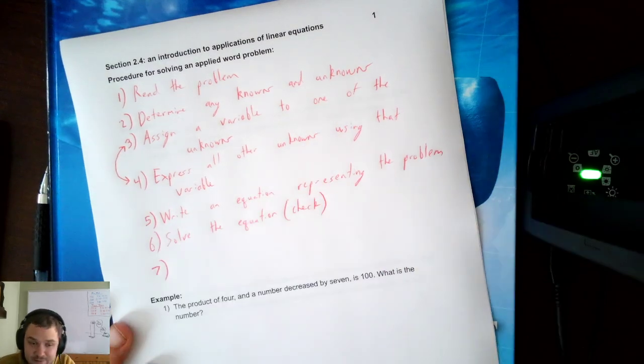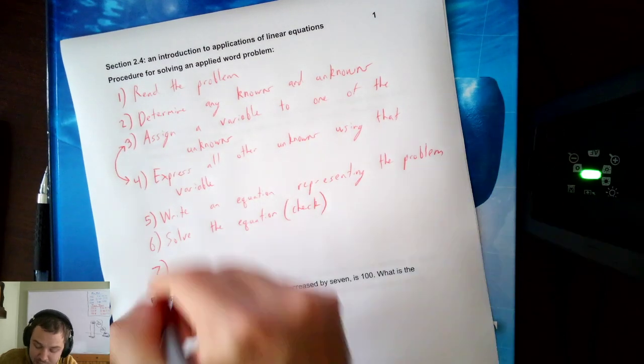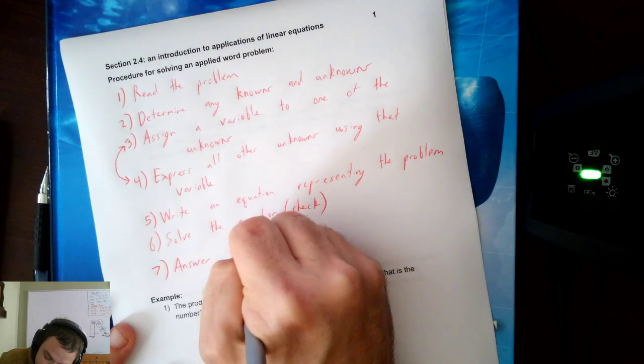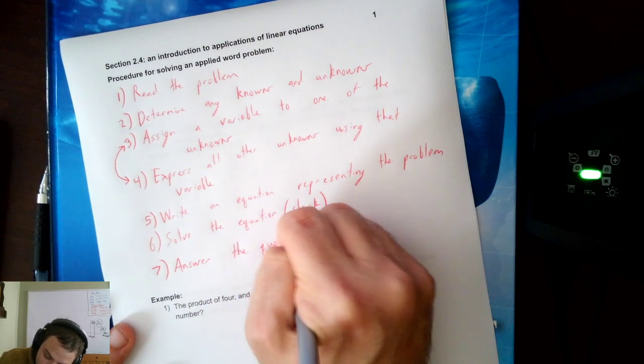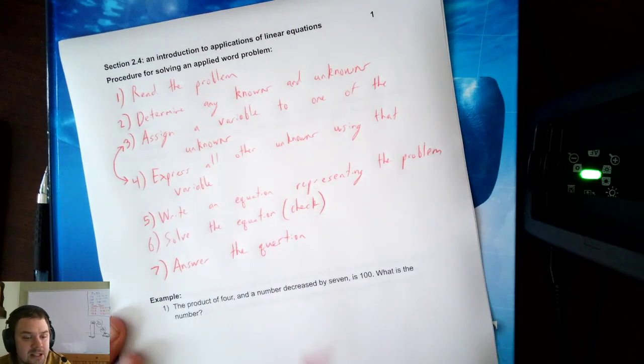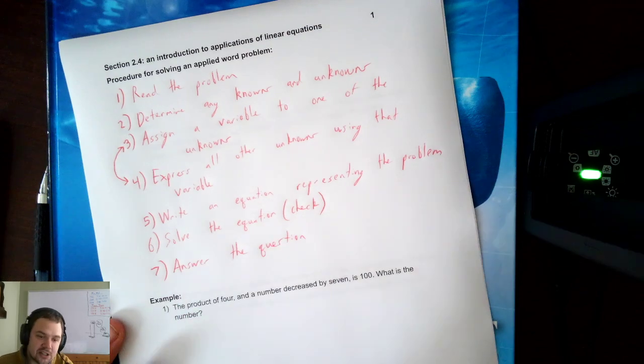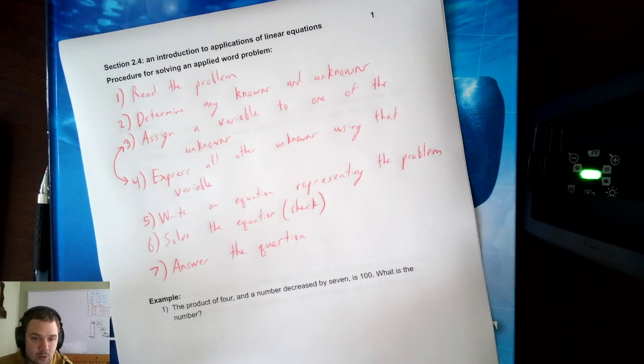And the seventh and final step of solving a word problem is to make sure we are answering the question. Sometimes you might need to do additional work after solving the equation to finish actually answering the question. Maybe you have to write a sentence. Maybe you need to compute another value. Make sure you're actually answering what the question is asking.